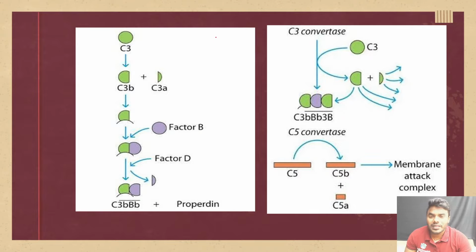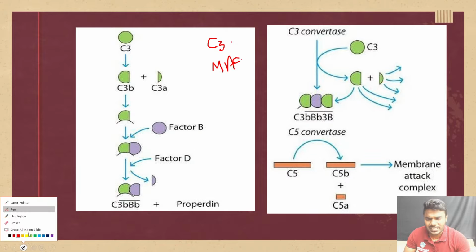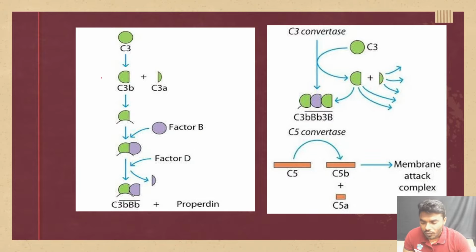What you have to remember in the alternate pathway, complement system is starting with the C3 molecule. The ultimate goal is the formation of a MAC complex. That is our ultimate goal. Now, what did I tell you? This is complement 3. It is undergoing spontaneous hydrolysis on its own, and then it gives rise to complement 3A and complement 3B.